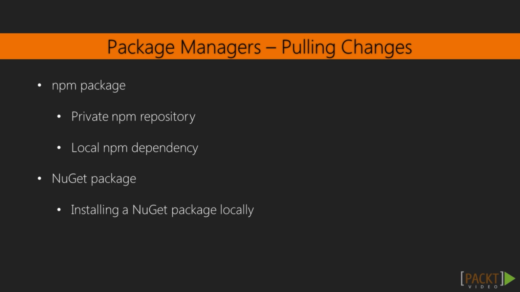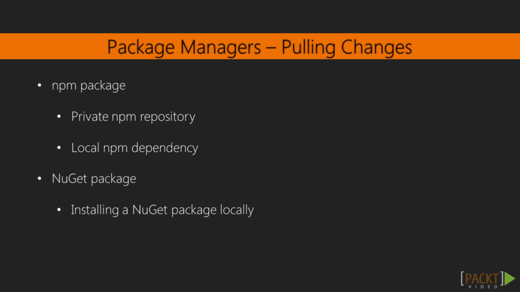Another topic you could look into is using a local npm dependency. This allows you to specify a local file path that your package is stored at, then install it as a package of the current application. Finally, if you use NuGet, there's always the ability to create and install a NuGet package locally.